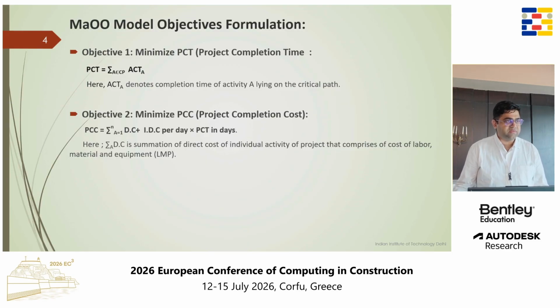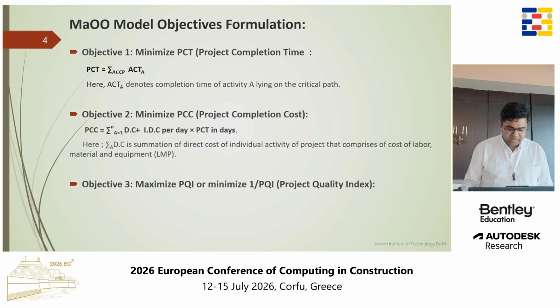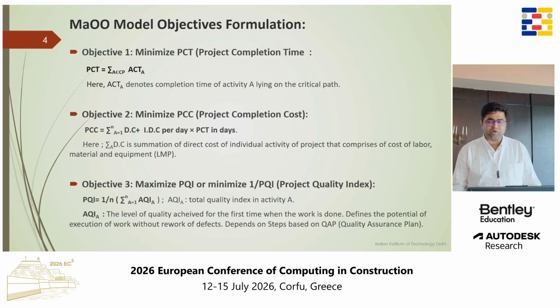The first objective is to minimize the total project time, that is, the time duration for all the activities on the critical path. Second is to minimize the project completion cost, where the cost for every activity has been calculated. Third is to minimize the potential of rework. Here a quality index has been defined, and based on that index, the quantitative methods for every mode of the activity have been taken into consideration.